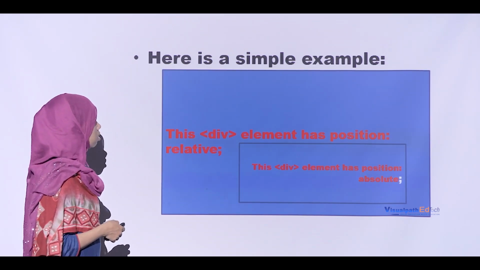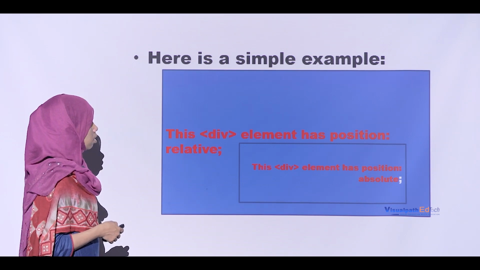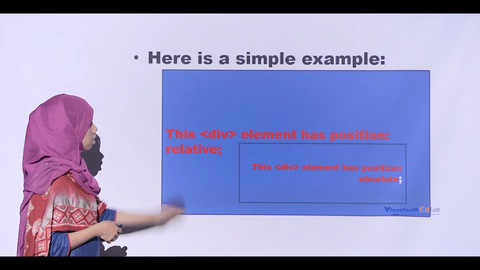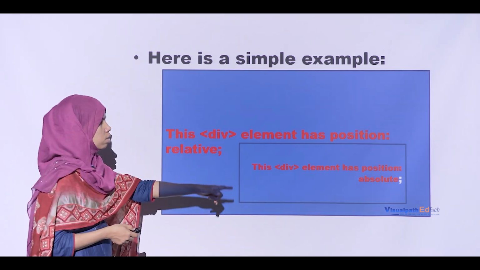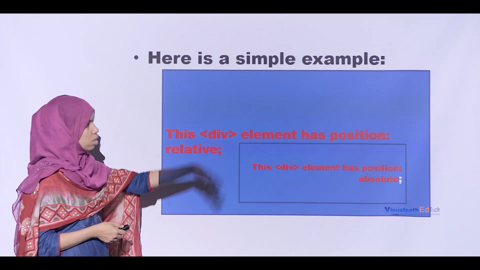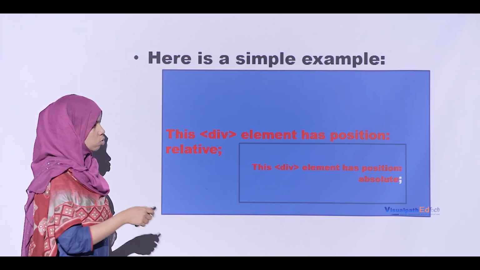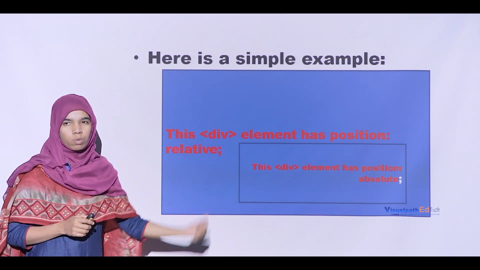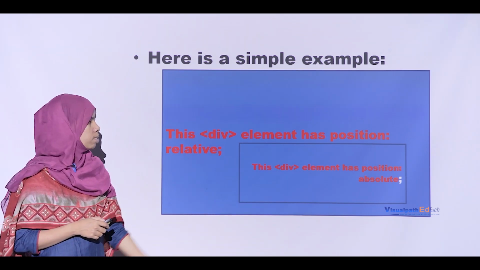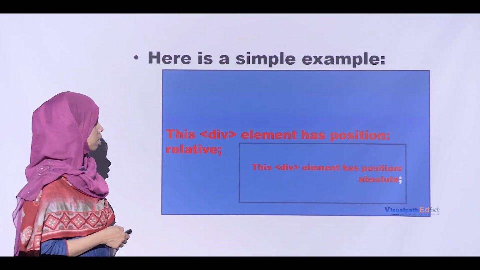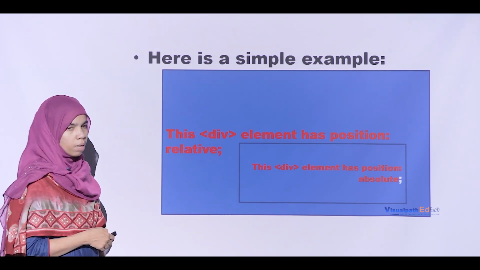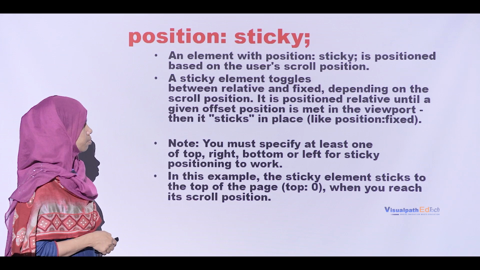So what is this? Here is a simple example. Okay, this has relative position, this is an absolute. If I move the screen, this will be appearing onto that. It is just an image, so you cannot see it right now, but when we execute the code, at that time you will see a clear example of the execution.